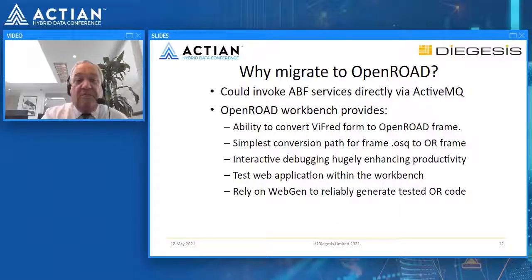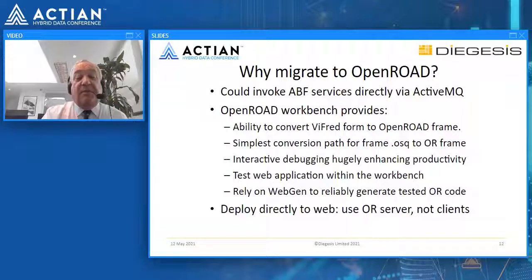The really, really important thing is the ability to interactively debug, hugely enhancing productivity, as we all know. ABF is brilliant. We can write one line and it replaces 20 lines of JDBC code, but it's difficult to interactively debug. Whereas if we can get the code into OpenROAD, then we can start to debug it. And this point again: if we've got an OpenROAD application, we can test it, and only when we know it's working do we create the web application, and the web application should work perfectly.